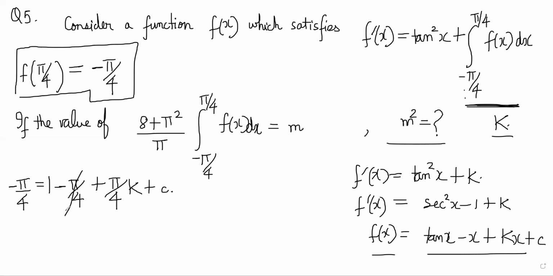So we are getting c plus 1 is equal to minus k pi by 4, right?